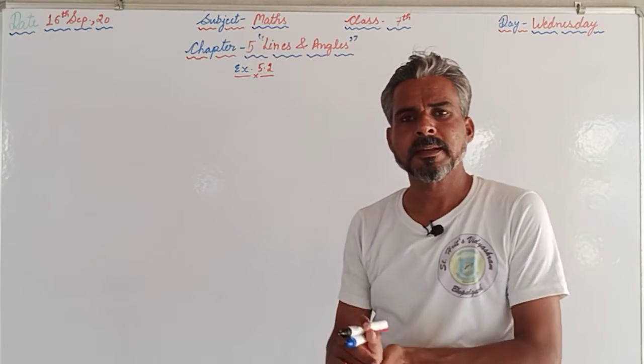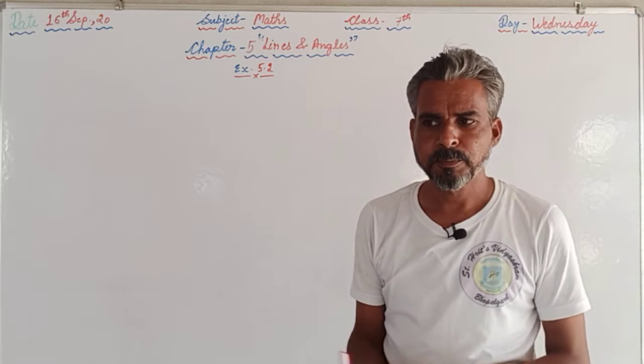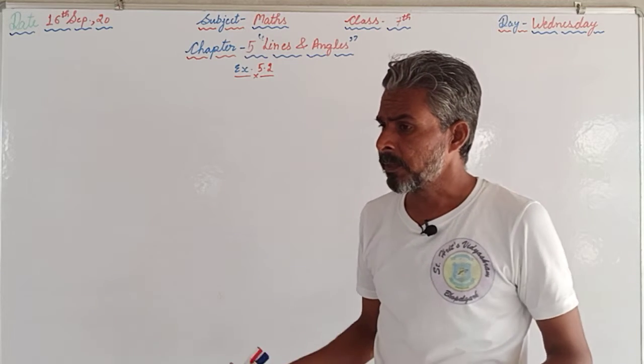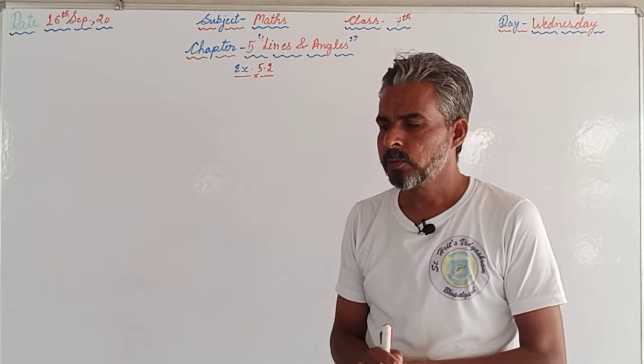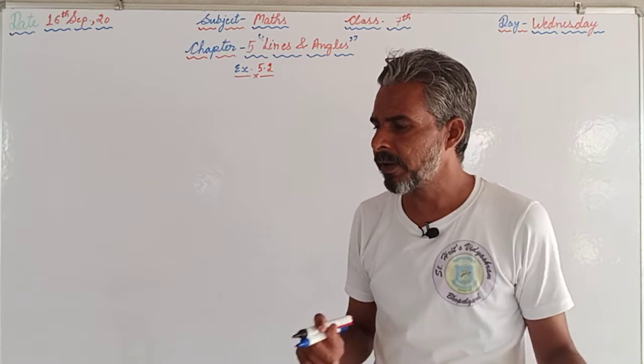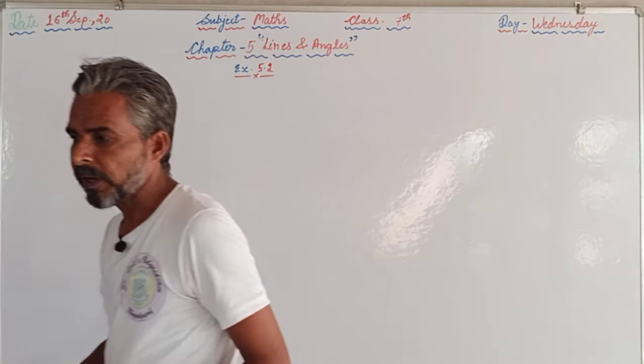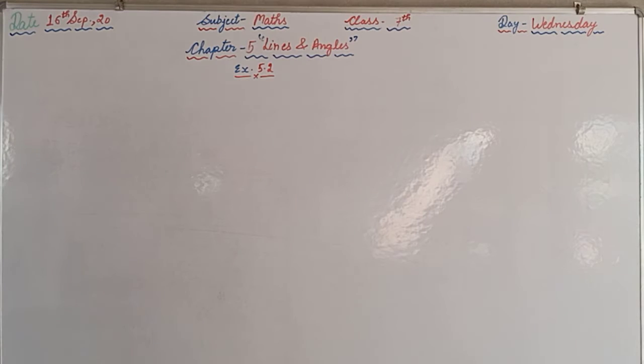This video is for class 7th and the subject is maths, and we are proceeding with the same chapter, that is chapter number 5, and the name of the chapter is lines and angles. As we have already completed 5.1 and we have started 5.2 and completed the questions up to question number 4. So today we will discuss question number 5.